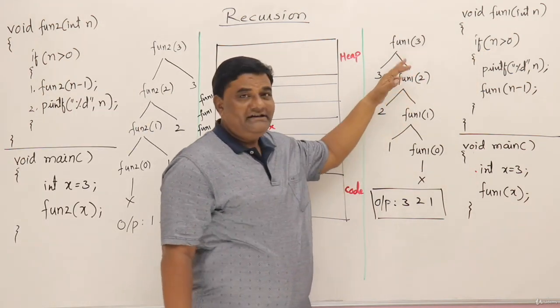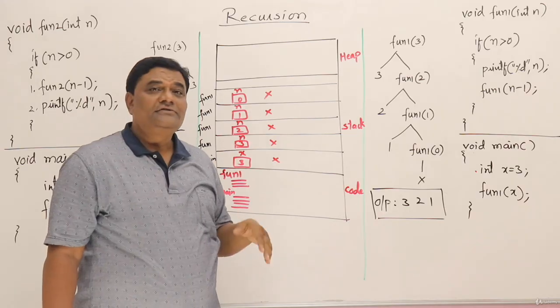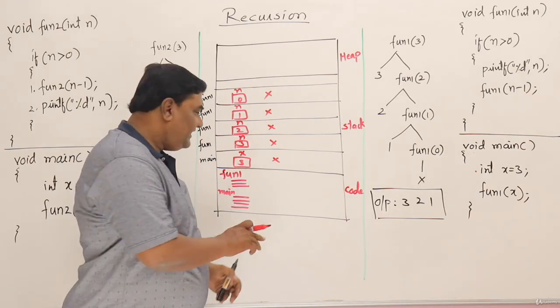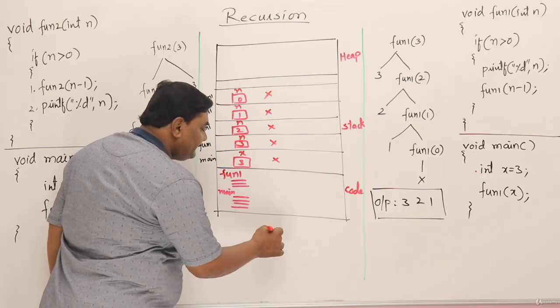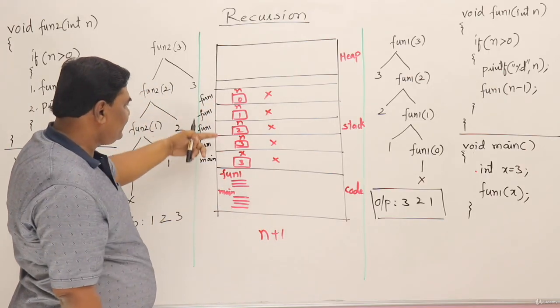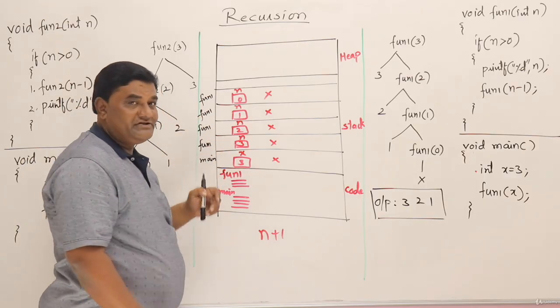For value of n is 3, there are 4 calls. So for value of n equal to 5, there will be 6 calls. So for n, there will be n plus 1 calls. So total n plus 1 calls. So how many activation records? N plus 1 activation records.